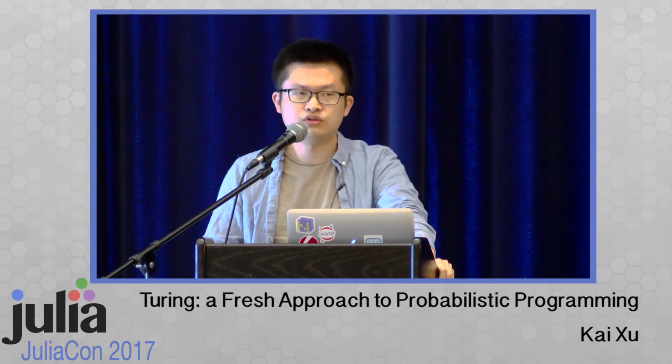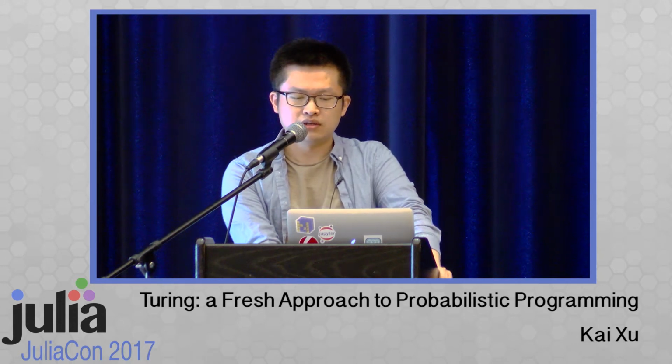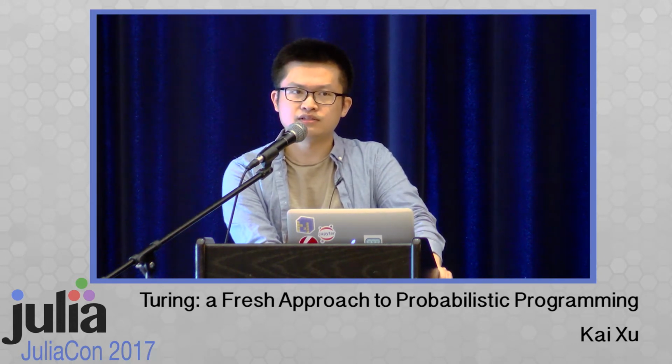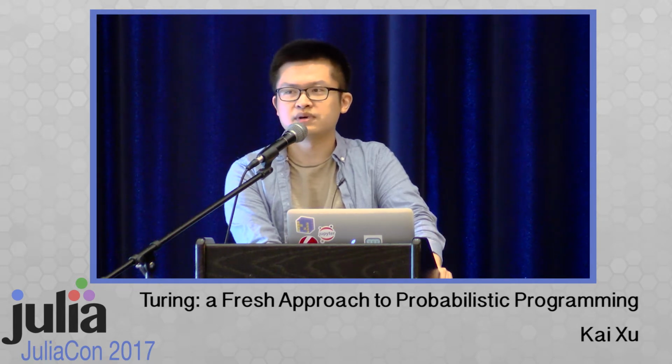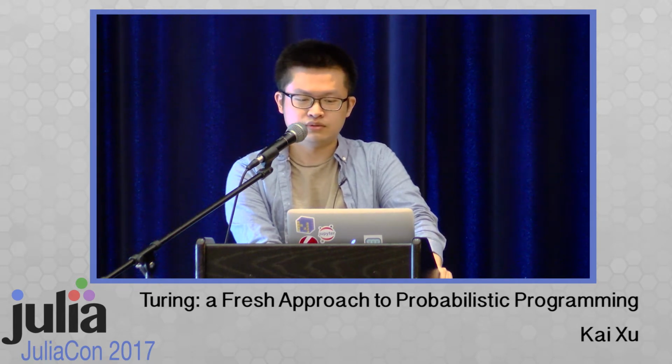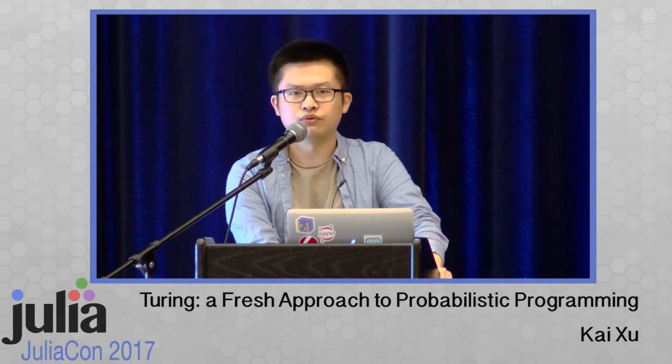On the right-hand side is a typical model with both mathematical expression and its code in Turing. This is basically a simple Gaussian model with conjugate priors. On the top is the mathematical expression, and at the bottom is the Julia code. As you can see, the modeling syntax in Turing is very intuitive. Basically, you just write the mathematical expression as Julia code, and Turing will handle it for you.